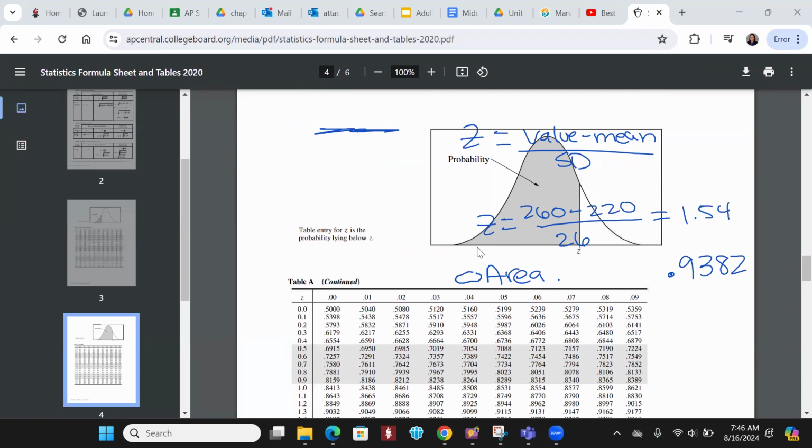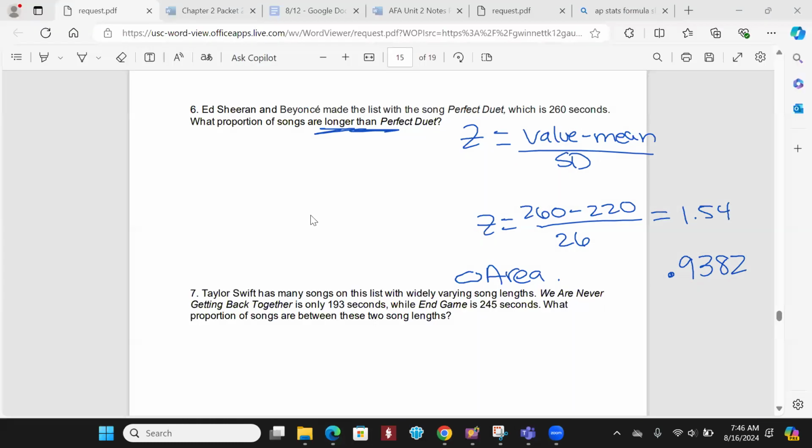If it would have said less than, we would put 0.9382. But since it says greater than, we're going to do 1 minus 0.9382. So 1 minus this. What does that get me? Okay, so the area under the curve is 0.0618, which is 6.18%.